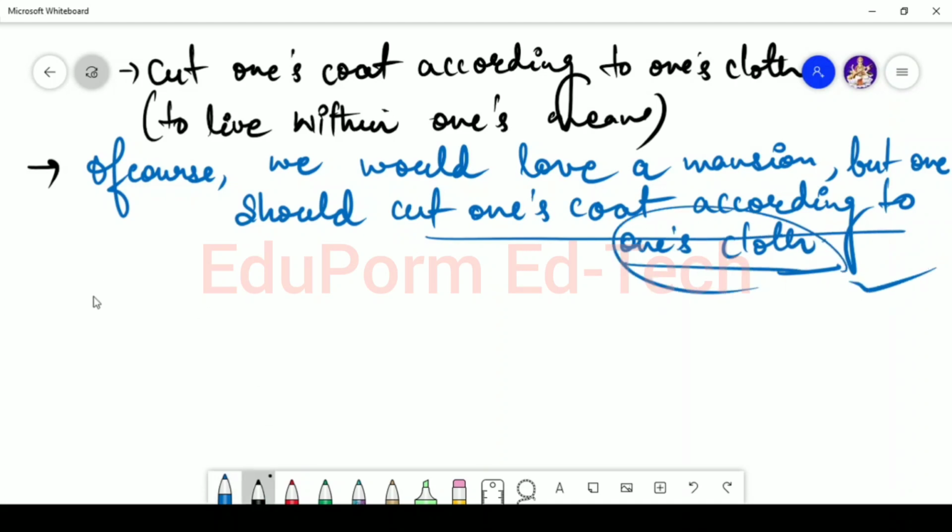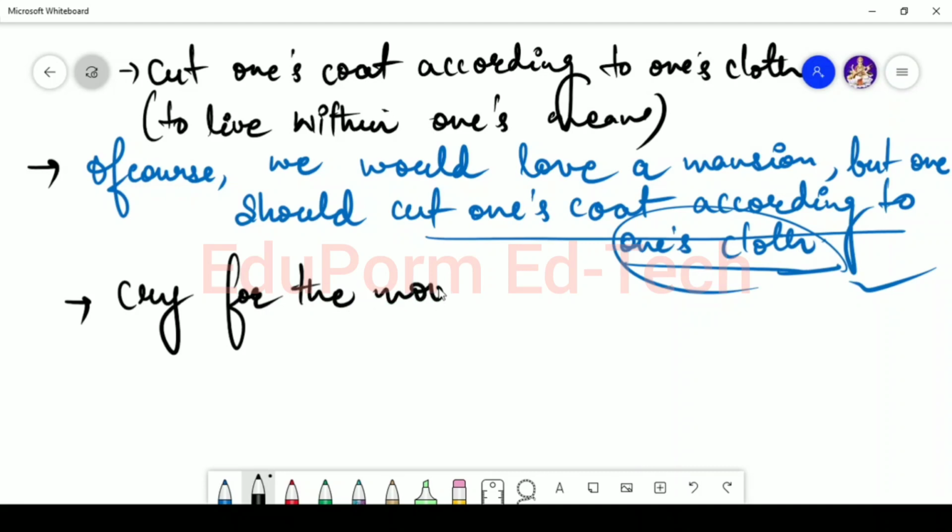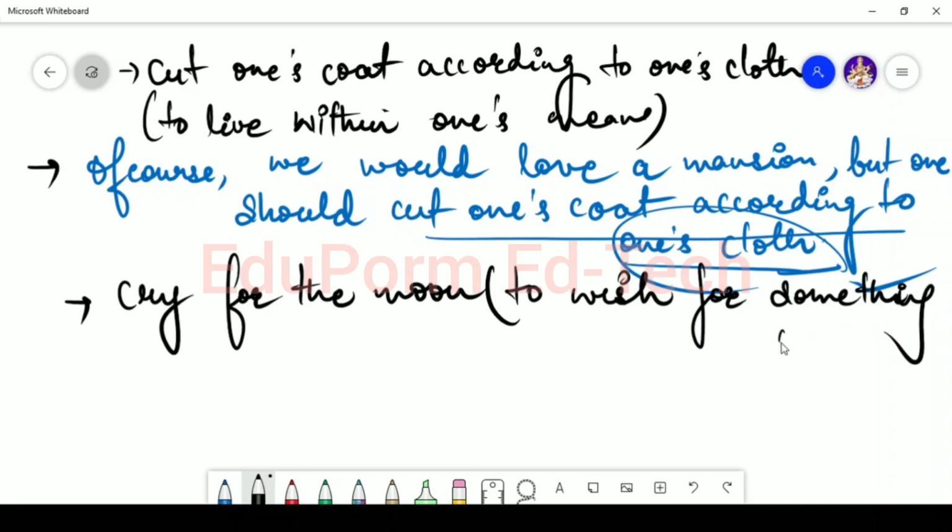Okay, the next one is cry for the moon. Cry for the moon. What does it mean? Cry for the moon means to wish for something impossible. To wish for something impossible.